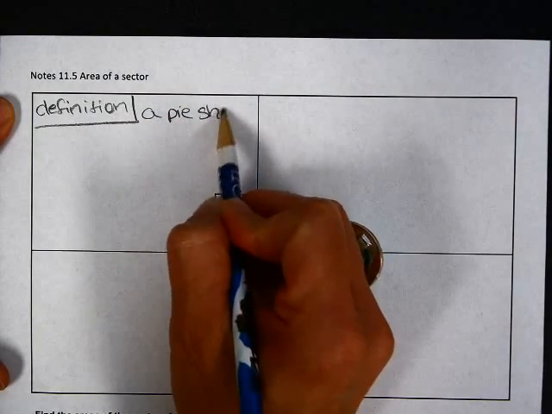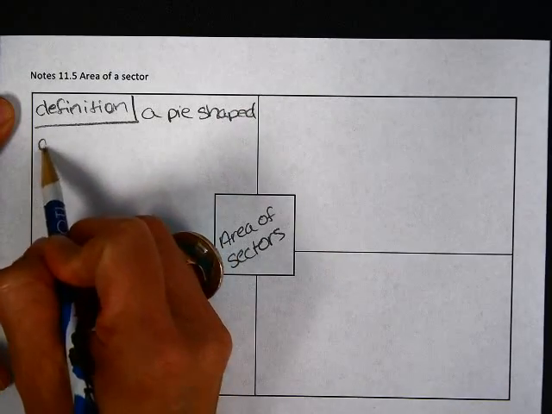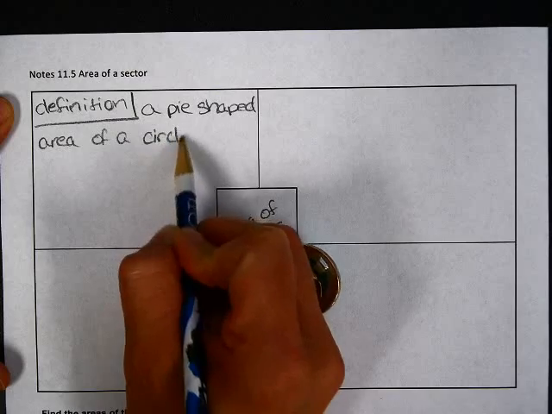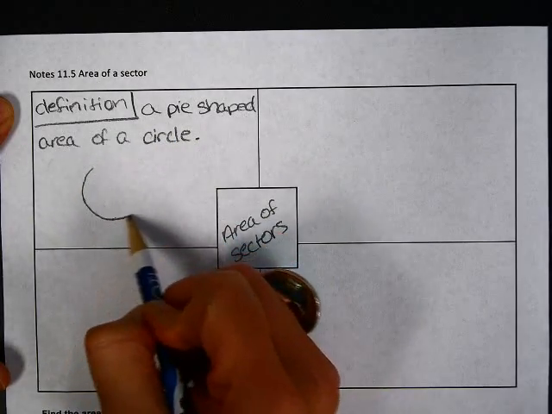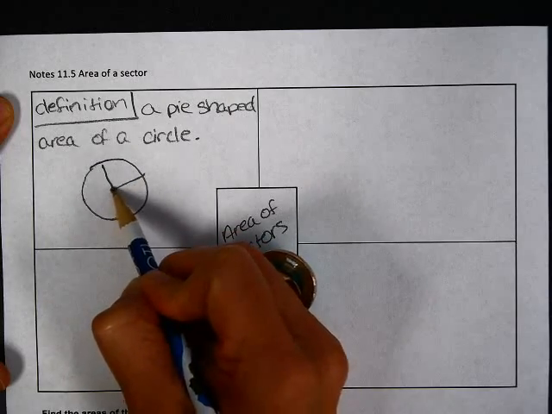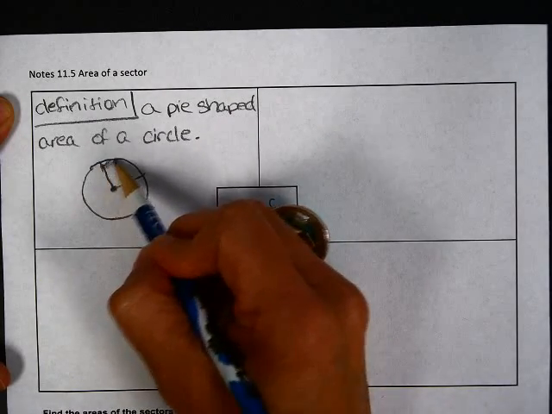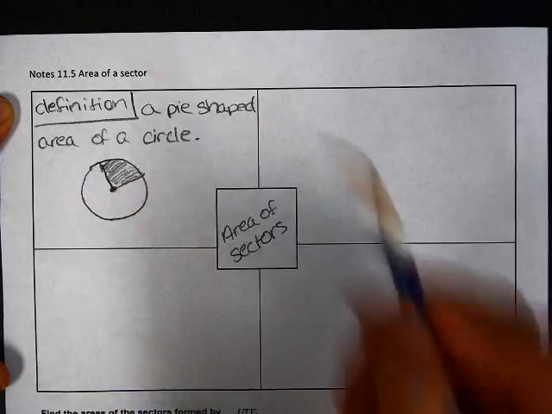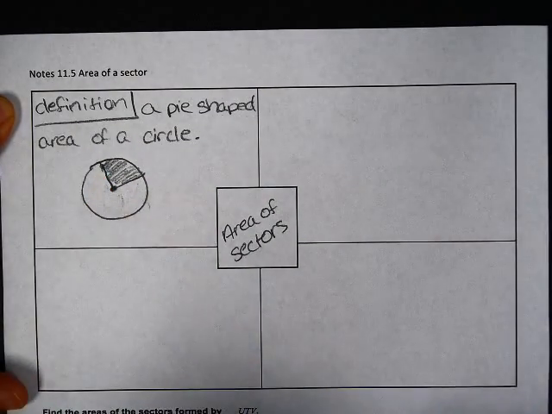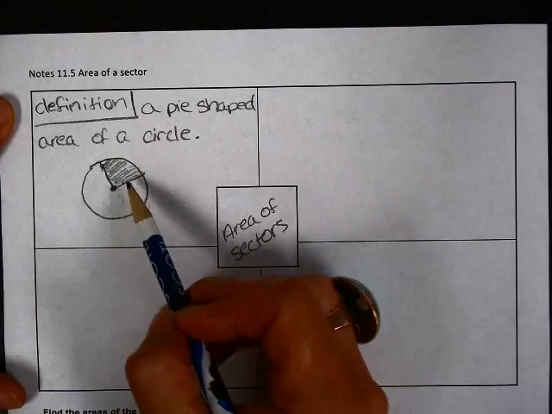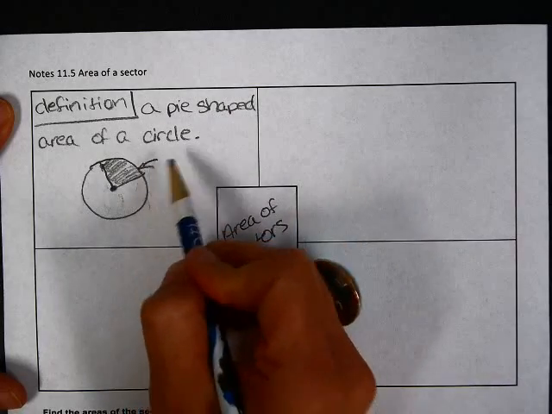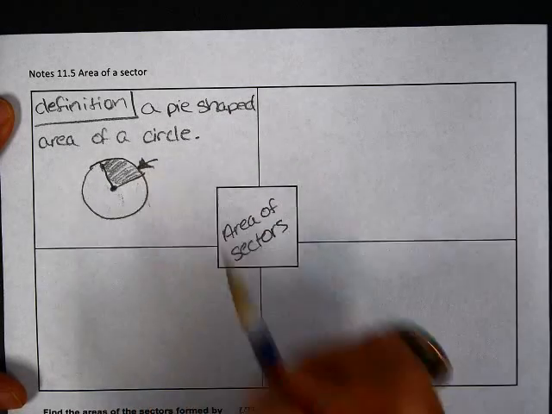A sector is a pie-shaped area of a circle. Draw a picture of that. Central angle here, this would be your center, and this would be considered a sector right here. This is also considered a sector, this majority out here, because it doesn't have to be the smallest one. In this case, it's just the shaded part.